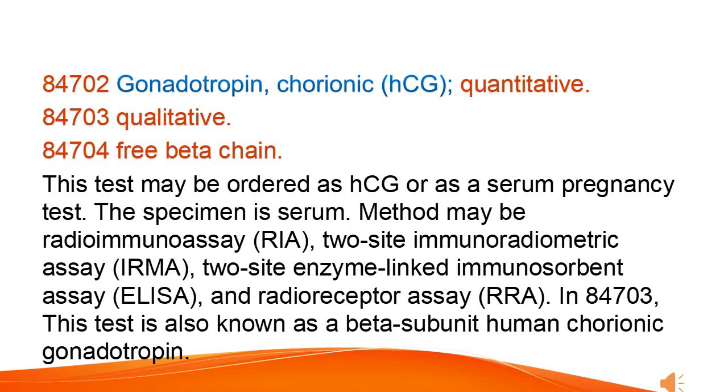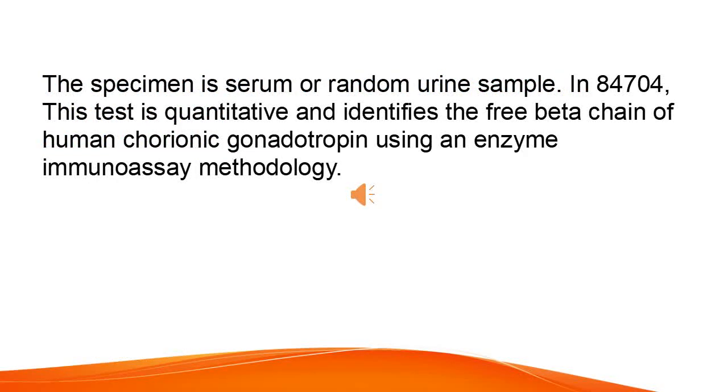In 84703, this test is also known as a beta subunit human chorionic gonadotropin. The specimen is serum or random urine sample. In 84704, this test is quantitative and identifies the free beta chain of human chorionic gonadotropin using an enzyme immunoassay methodology.